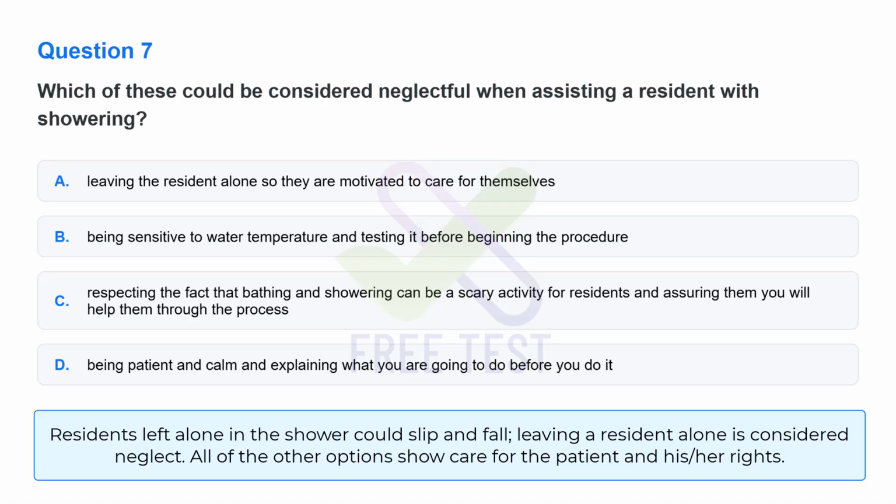The correct answer is A. Leaving the resident alone so they are motivated to care for themselves. Residents left alone in the shower could slip and fall. Leaving a resident alone is considered neglect. All of the other options show care for the patient and her rights.